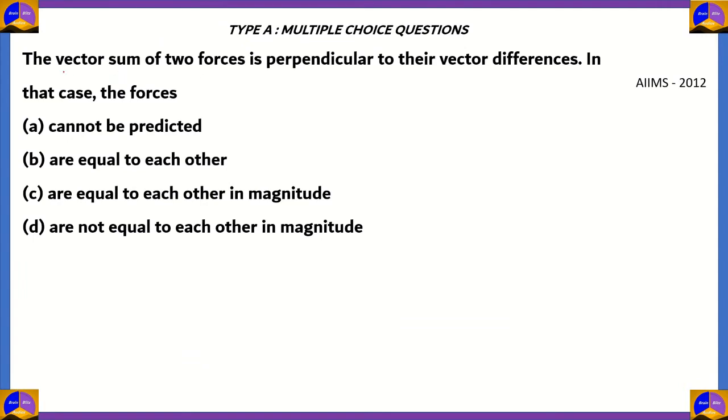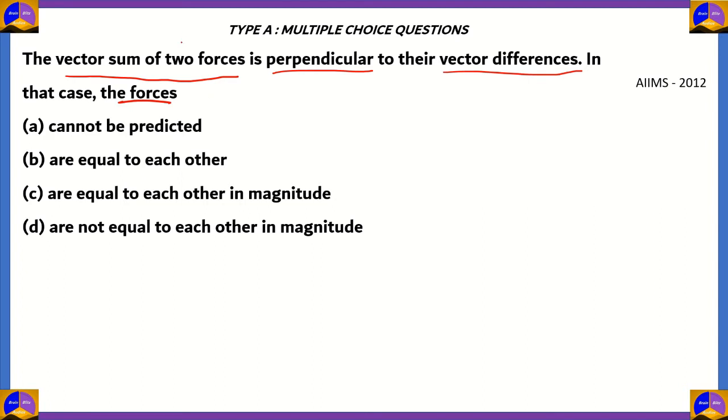Let's look at this question. The vector sum of two forces is perpendicular to their vector difference. In that case, the forces: A, cannot be predicted; B, are equal to each other; C, are equal to each other in magnitude; D, are not equal to each other in magnitude.